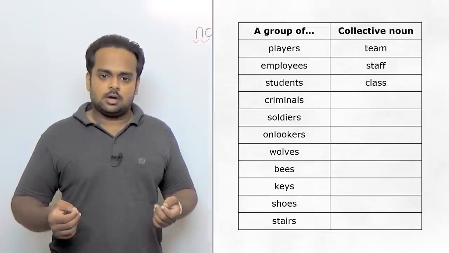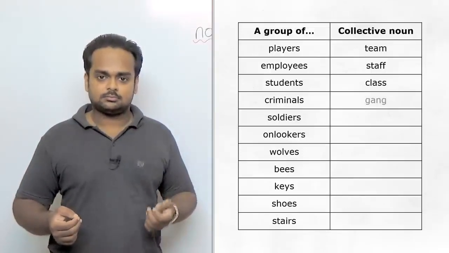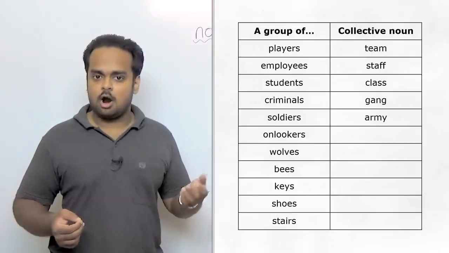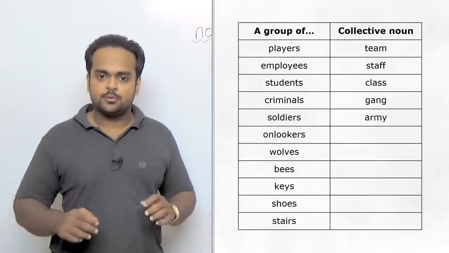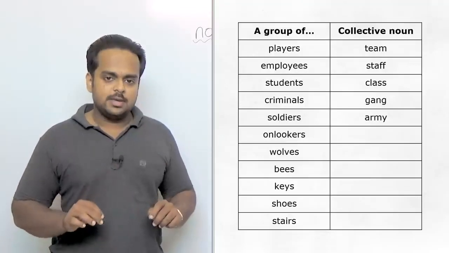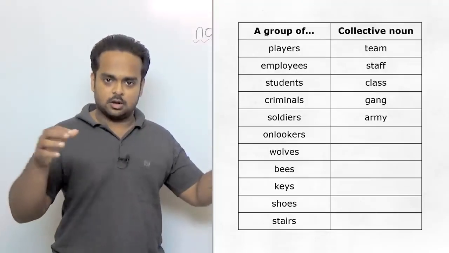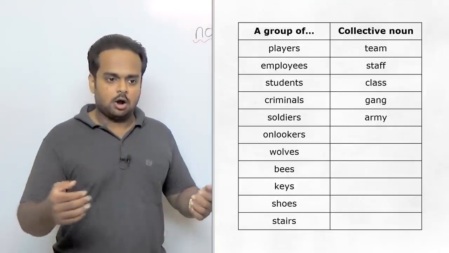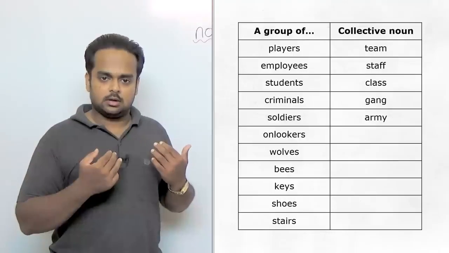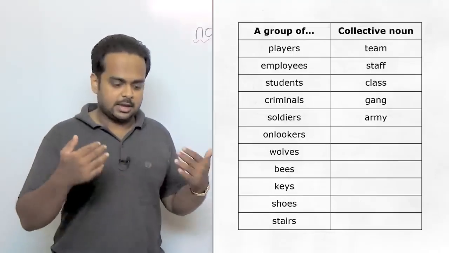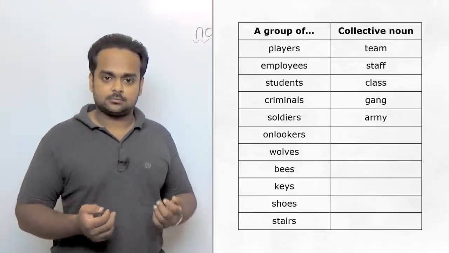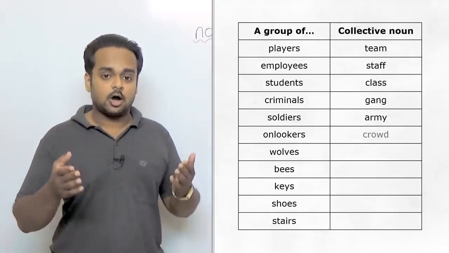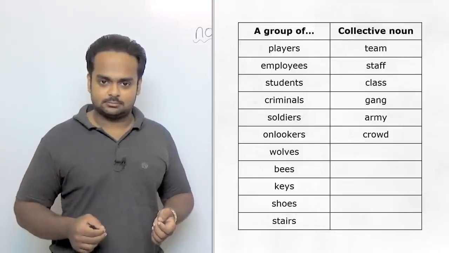What about a group of criminals? A gang. A group of soldiers is an army. What about a group of onlookers? Onlookers means, let's say there's been an accident on the road, like there's been a car crash. Onlookers are the people that stand around the scene and they want to see what's happening. So what do you call a group of onlookers? We call them a crowd. Did you get that one?